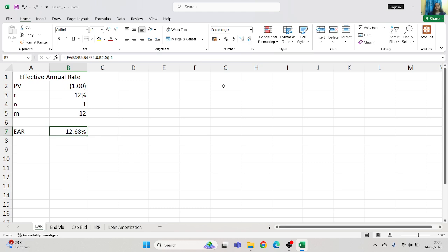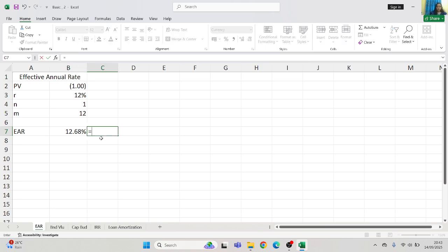Today I am going to explain this Excel sheet which is used for calculating the EAR. Here we are given some information. The PV is 1, the rate is 12%, and compounded periods per year is 12. Now we have to find our EAR value.